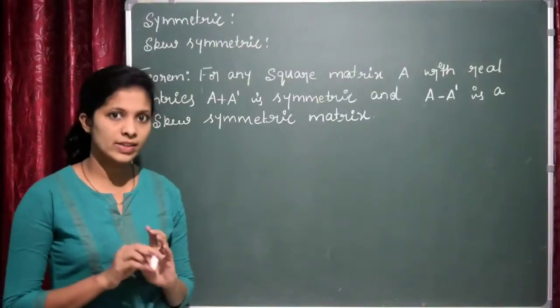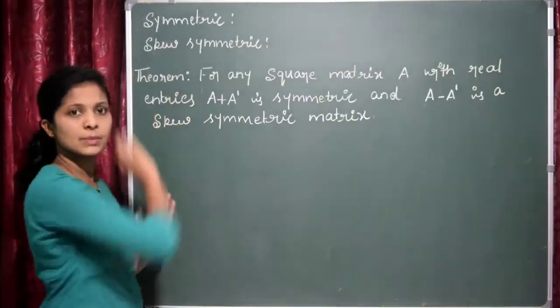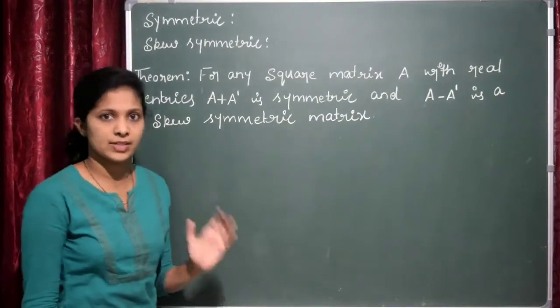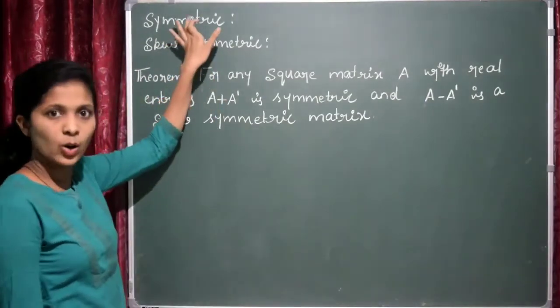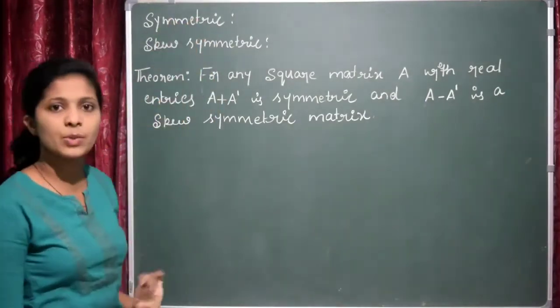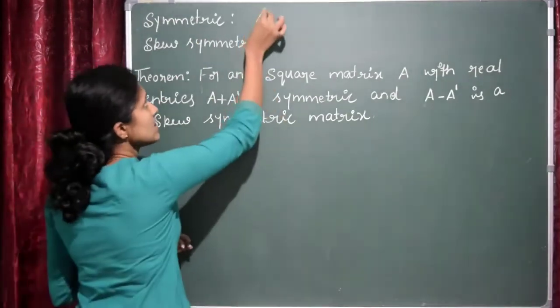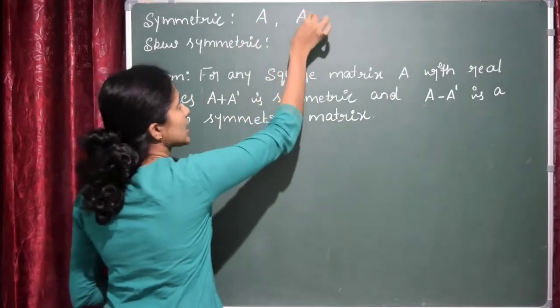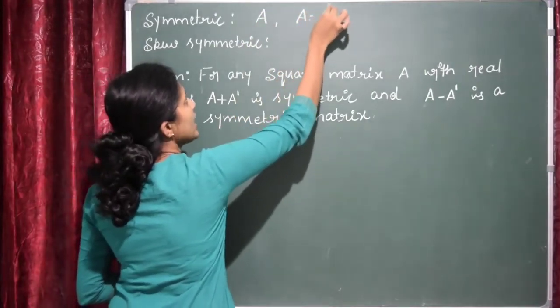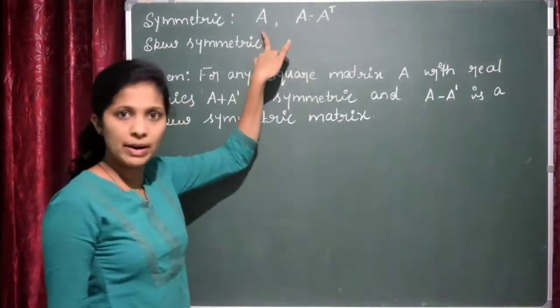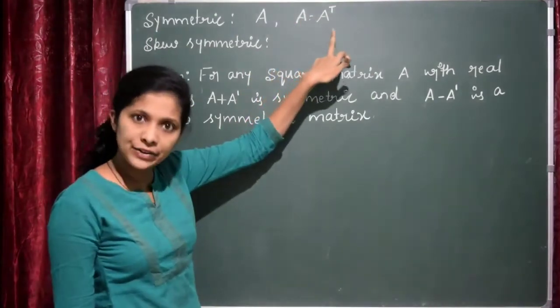Hello everyone. Now we will see the theorems based on the symmetric and skew symmetric matrix. Before that, let's recall this. Already you have studied this. What is the symmetric matrix? A matrix is symmetric if A is a square matrix and A is equal to A transpose.